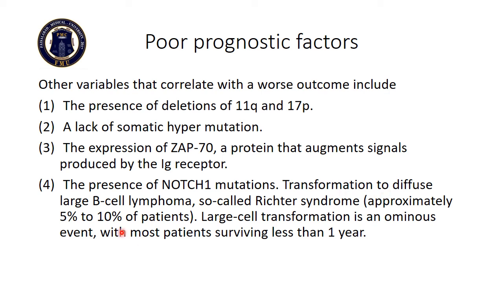Transformation to diffuse large B cell lymphoma, so-called Richter syndrome, is seen in approximately 5 to 10% of patients. Large cell transformation is an ominous event, with most patients surviving less than 1 year.